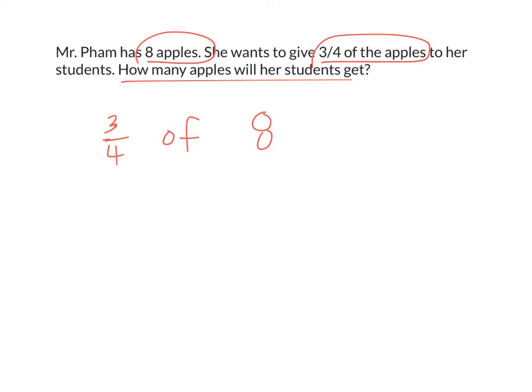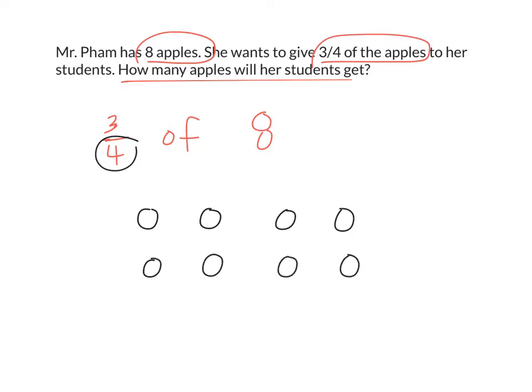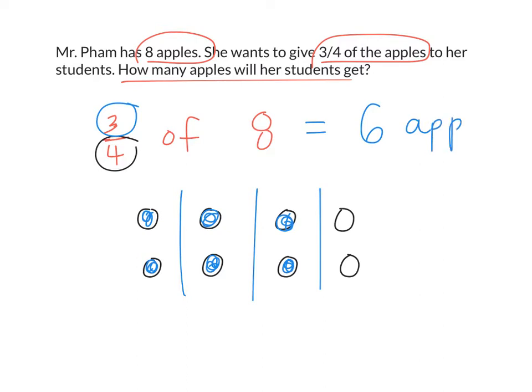So again, we can draw a set. This time we know we want 4 groups because our denominator is 4. So I'm going to have 1, 2, 3, 4, 5, 6, 7, 8. Again, I'm drawing my apples, or my items, 4 across because that makes it easy to divide it into 4 groups. Now I want 3 of those 4 groups. So here's 1 group, 2 groups, 3 groups. So all together, we can see that 3/4 of 8 is 6 apples.